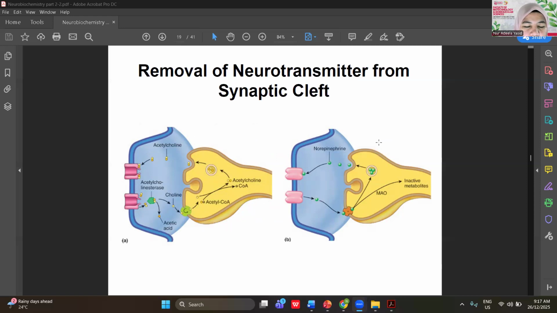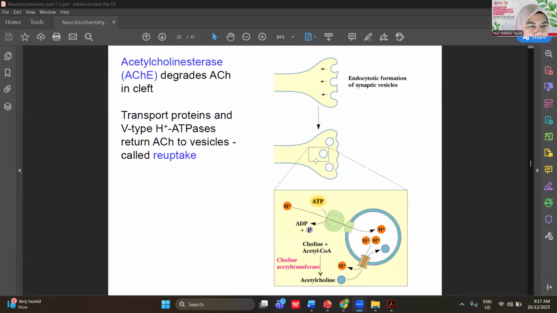So here is a summary of the key points regarding the removal of transmitter from the synaptic cleft, by the acetylcholine mechanism or the norepinephrine mechanism, based on the explanation that we have discussed in the previous slide.